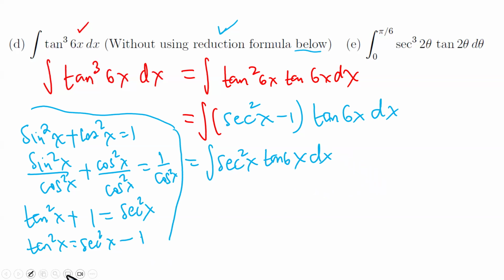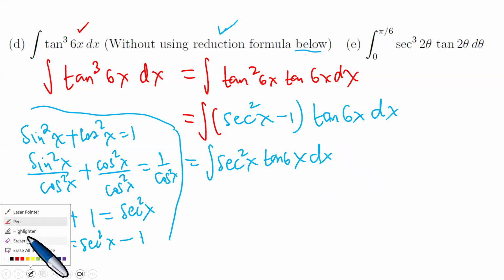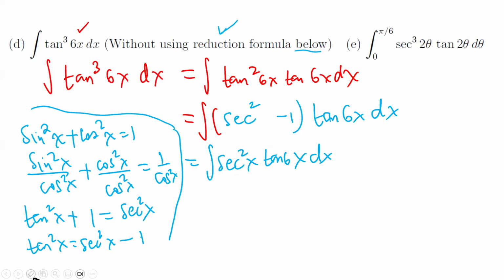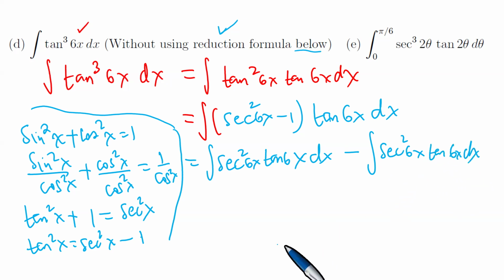Right. Okay, so this one is the secant squared of 6x. Right, so the tangent squared is the secant squared minus 1. So here you'd have the secant squared of 6x, the secant squared of 6x, and then we have the tangent of 6x minus the integral of the secant squared of 6x, and then the tangent of 6x dx. Right, so we have this.